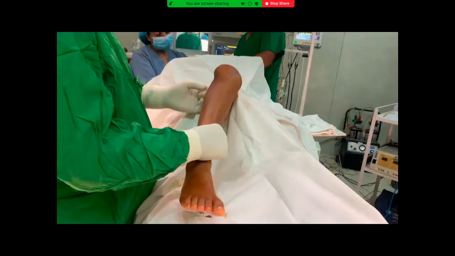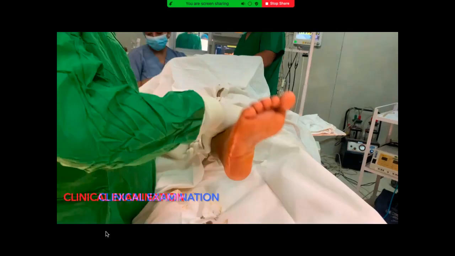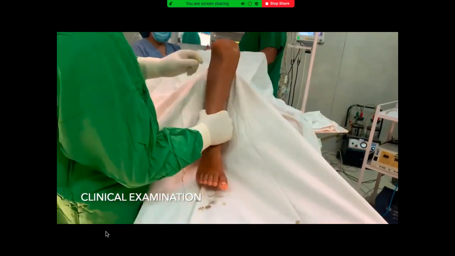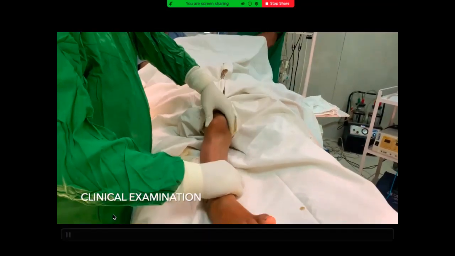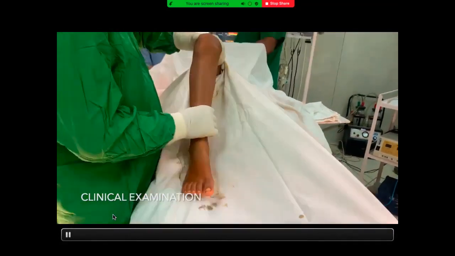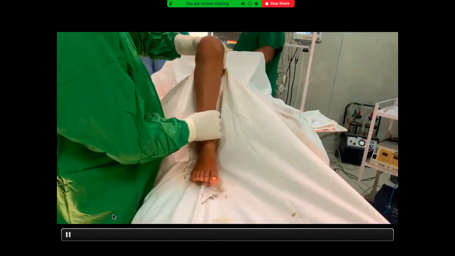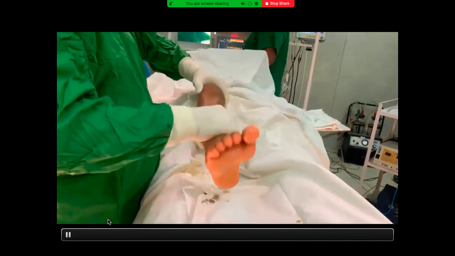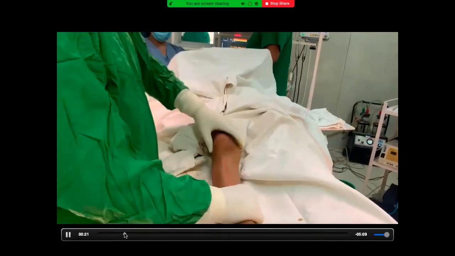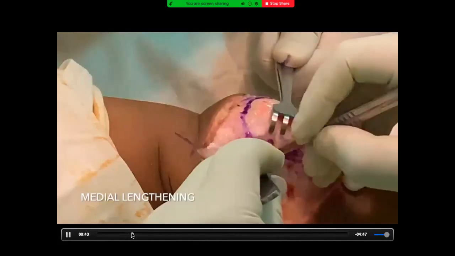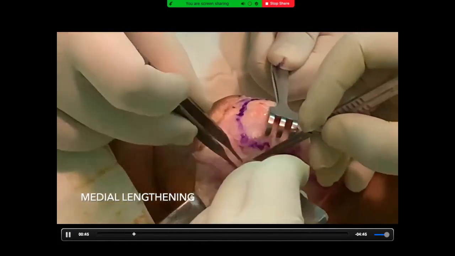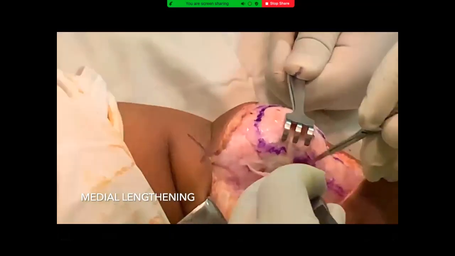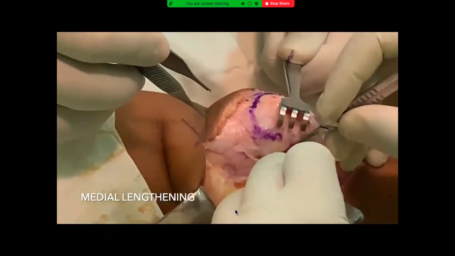So this is the animation of our procedure, and this is how we do it. See, every time we flex the knee, the patella is dislocating laterally. And what we do is the lateral release so tight that it is irreducible in flexion. So we do the midline incision, we do subcutaneous dissection. This is what I was talking about, the medial, sorry, the lateral lengthening.